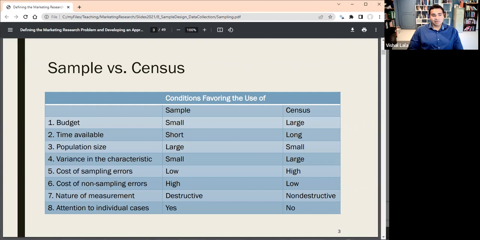If the cost of sampling errors is low, sampling errors being errors attributable to drawing a sample, then again, a sample is preferred. On the other hand, if the cost of non-sampling errors is high, a sample is preferred.